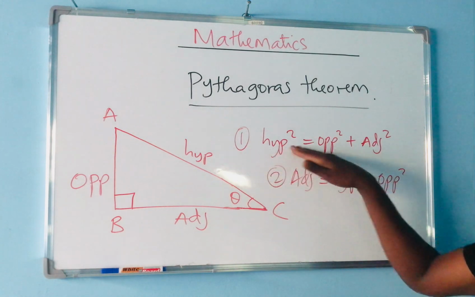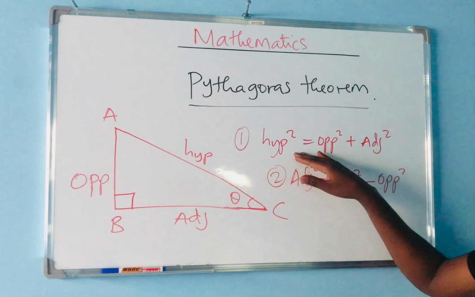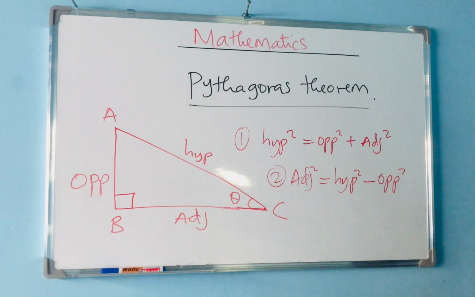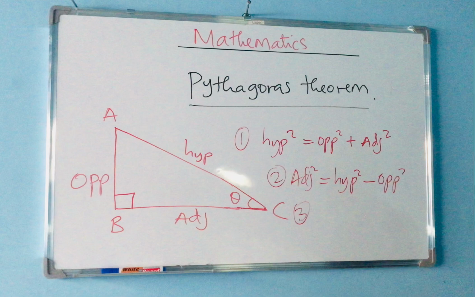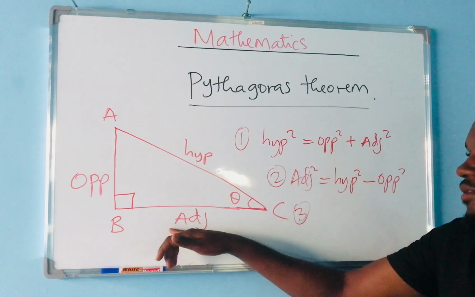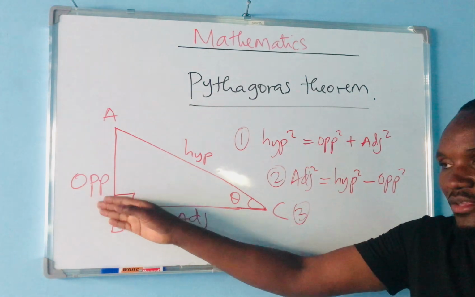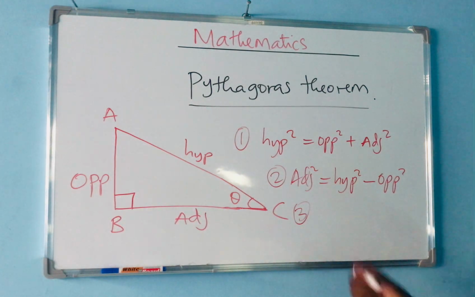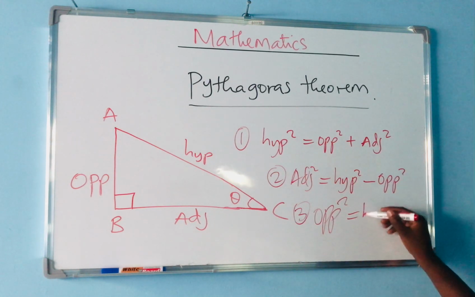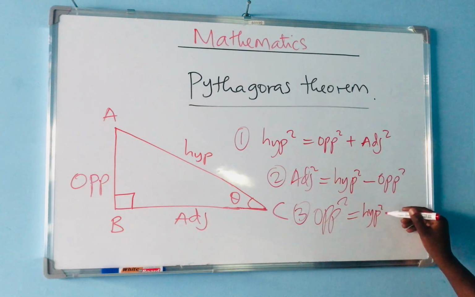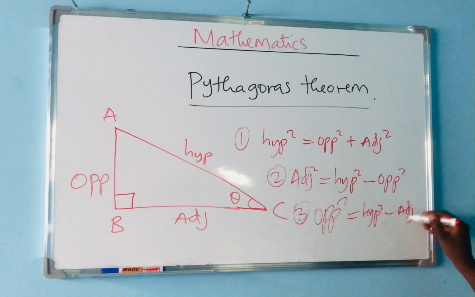You can have the first case where the missing length is the hypotenuse, and the second part, where you have the adjacent, which doesn't have the length, maybe given as a or x. So there are three cases here. Case number 3 is where you're not given the opposite. You have the hypotenuse and the adjacent, and the opposite is not given. How do you find the opposite? Opposite squared equals hypotenuse squared minus the adjacent squared.